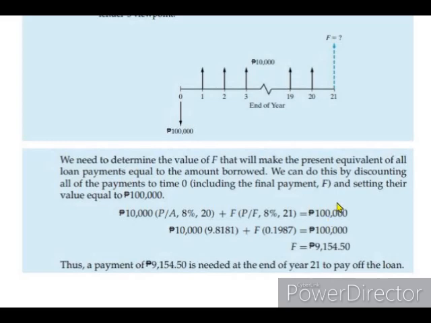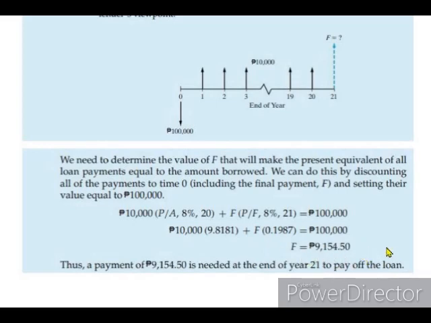All the payments to time 0, including the payment of F, and we set the value equal to 100,000. Take this from the table, Appendix C, that is its equivalent. Then this one has no F yet, because this is what you are looking for. So, multiply, then transpose, minus that, then divide. Okay? Now you get F.